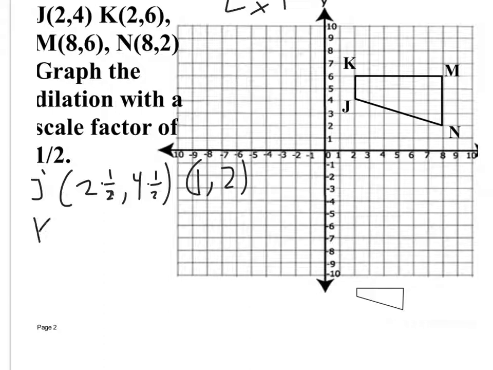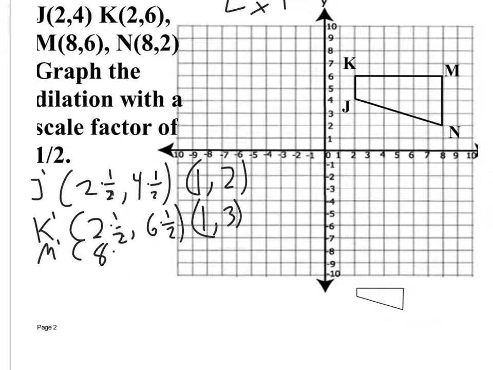K prime. The original x was at 2, so I times it by 1/2. The y-coordinate was at 6, so I times that by 1/2. 1/2 of 2 is 1, 1/2 of 6 is 3. That is K prime. M prime. M's at (8, 6), so I take 8 times 1/2 and 6 times 1/2, which gives me (4, 3).